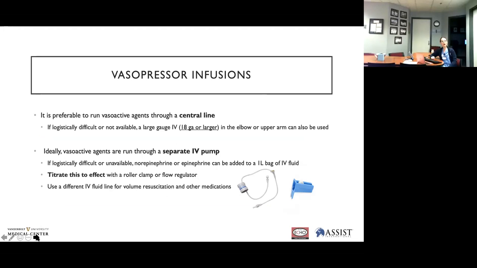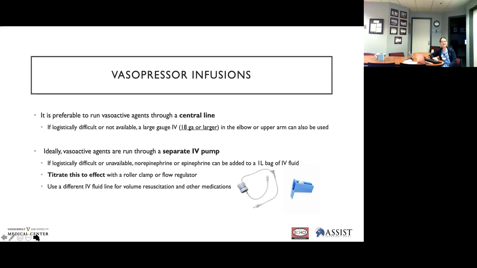A little bit more on vasopressor infusions. It's preferable to run any vasoactive agent through a central line. However, central lines may be logistically difficult for some of you to obtain or just not available. In that case, a large IV, so an 18-gauge IV or larger, somewhere preferably in the elbow or higher, so in a larger vein, can be used easily.